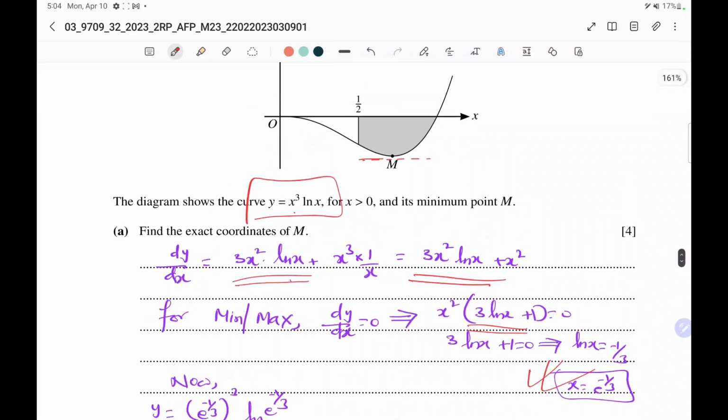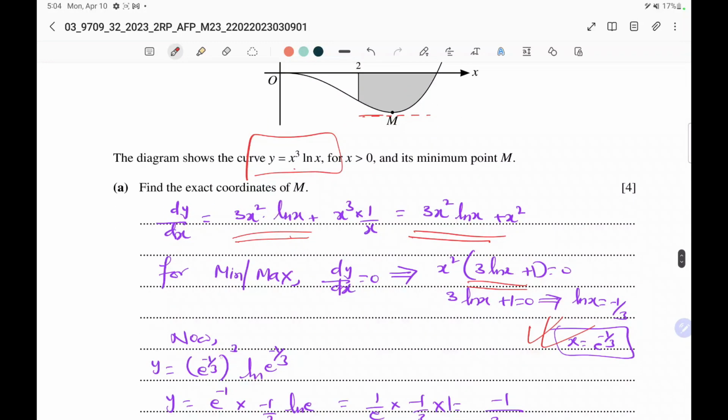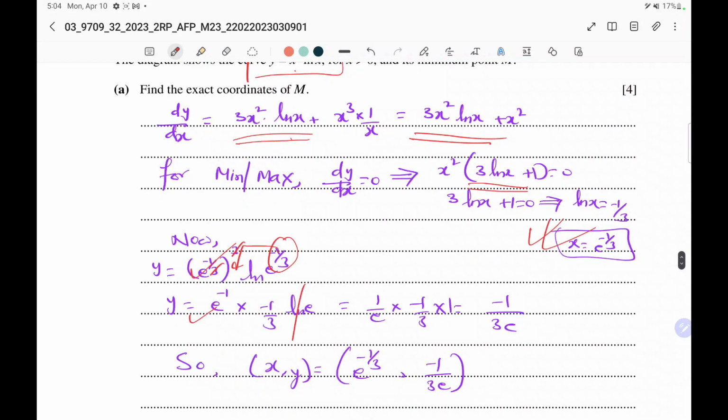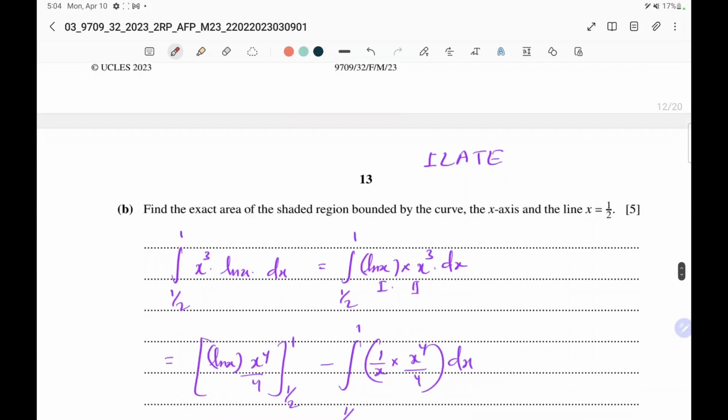Now we need to find y. So just put the x value, which is e to the power minus 1 over 3, whole cube, and then ln e to the power minus 1 over 3. So this 3 and 3 cancel, e to the power minus 1 will come here, and minus 1 over 3 will come here, and ln e. So ln e is 1, we know that. So 1 over e and minus 1 over 3 times 1. So minus 1 over 3e. So x comma y: x is e to the power minus 1 over 3, y is minus 1 over 3e.